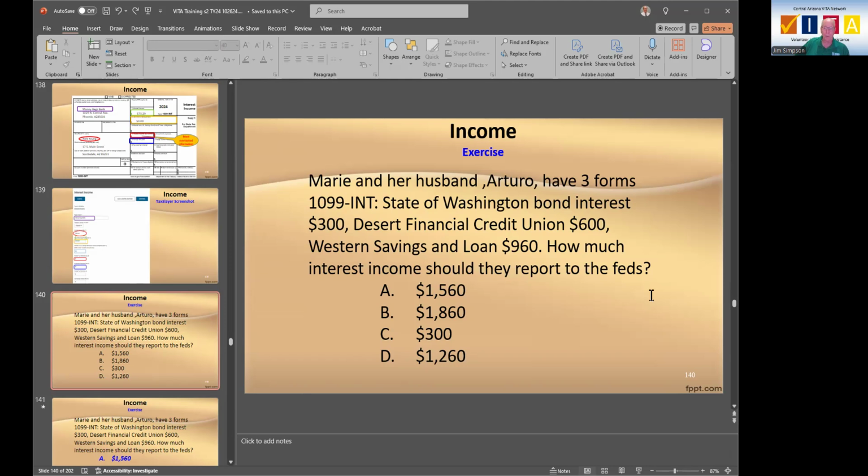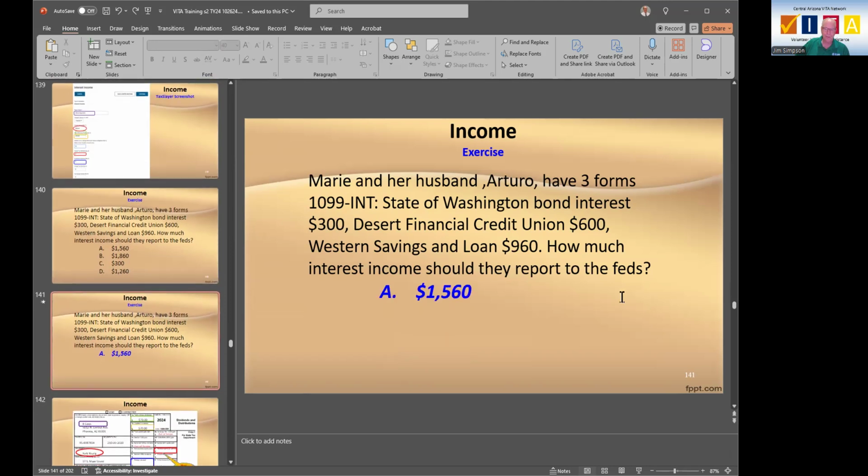Okay, I think most of you are going to pause this and just add up those numbers. Well, I'm going to give you a little hint. Go look under non-taxable income, because one of these things is in there. It's $1,560 because state of Washington bond interest is not taxable on the federal return.